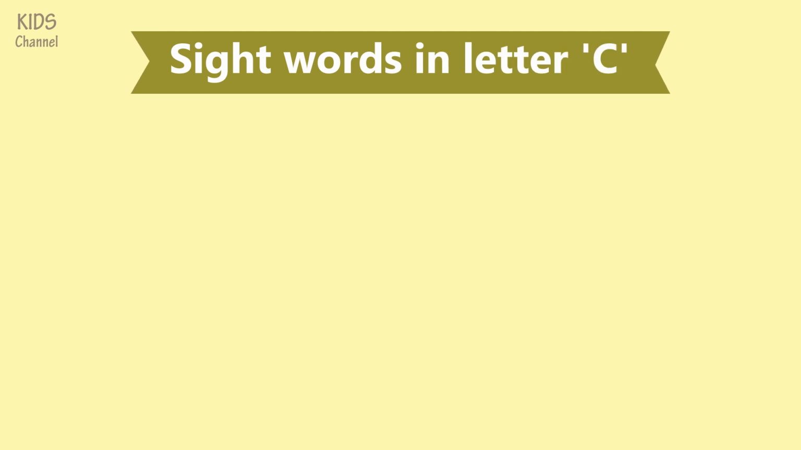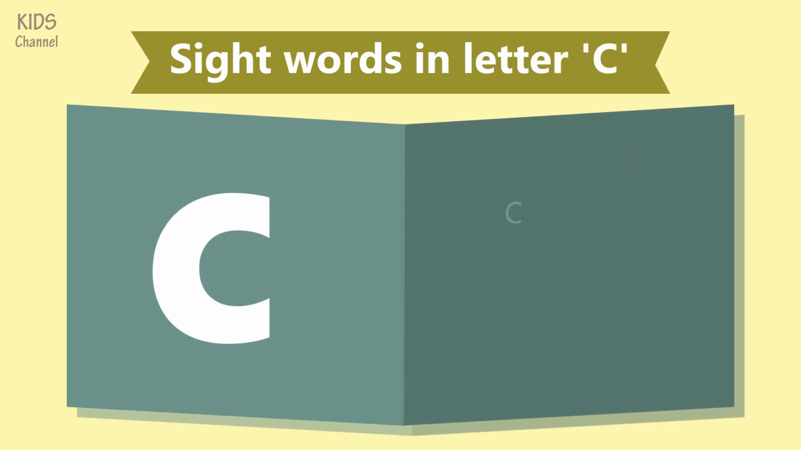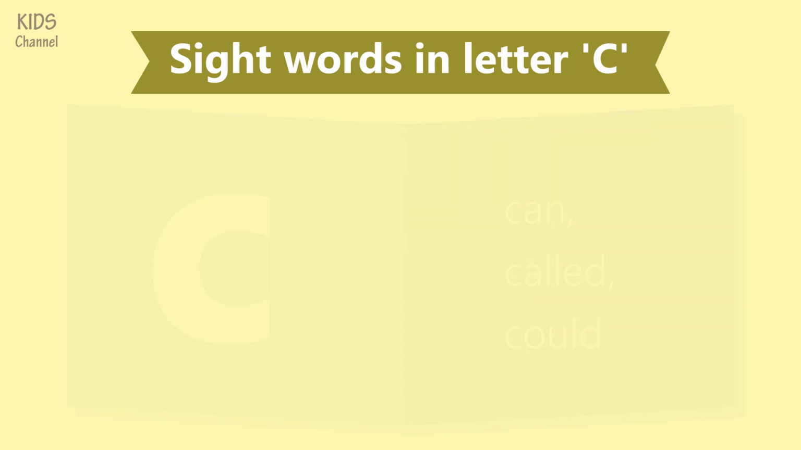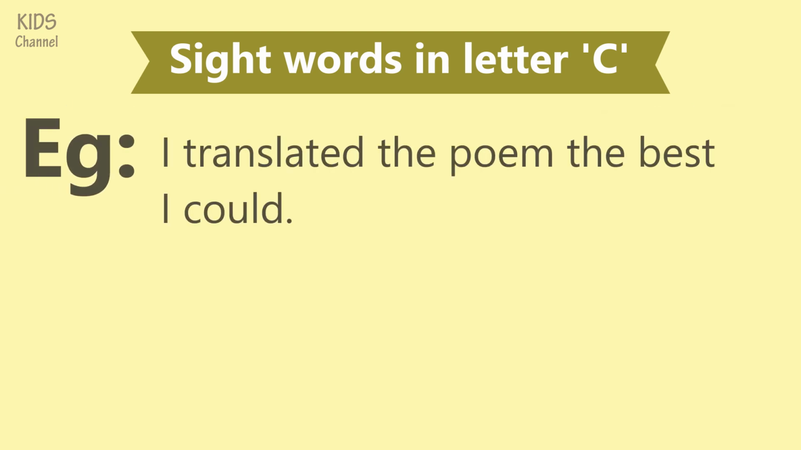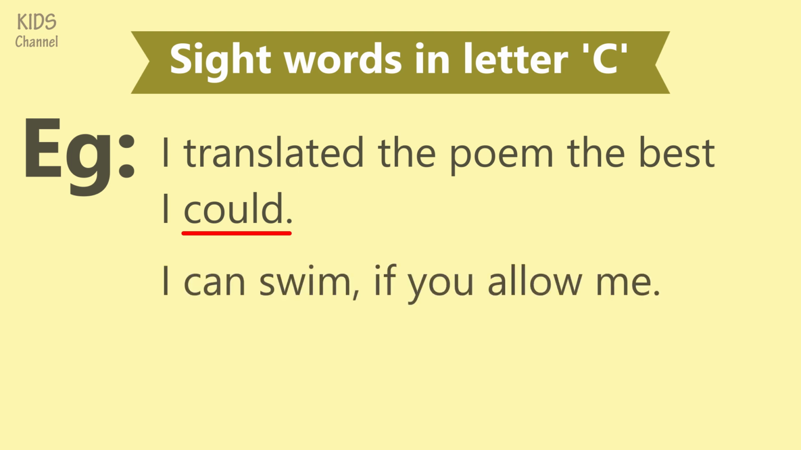Sight words in letter C: can, called, could. With few examples, we'll identify the sight words in letter C. Example 1. I translated the poem the best I could. Here, could is a sight word in letter C. Example 2. I can swim if you allow me.